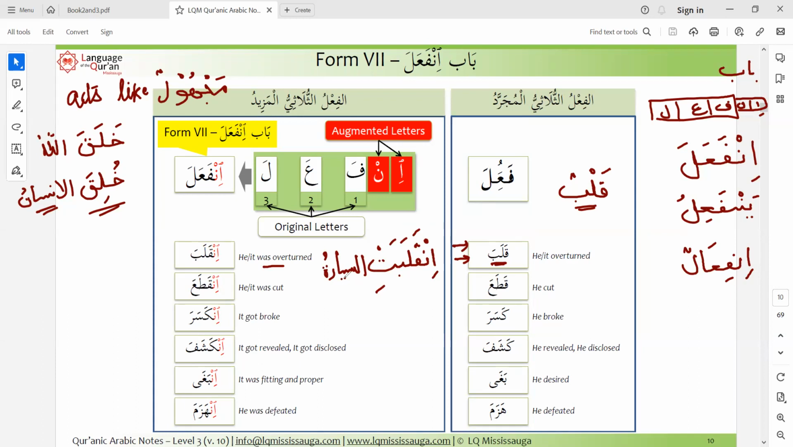Okay. Now let's do this verb in detail. So inqalaba. What is the mudari'? Let's take the first one. Inqalaba. Inqalaba, we see that noon and hamzatul wasl are added. So inqalaba. What is the mudari'? ينقلب. Yanqalibu. Inqalaba yanqalibu. Masdar will be tanqalibu, and then let's see the masdar. So originally we have tanqalibu.